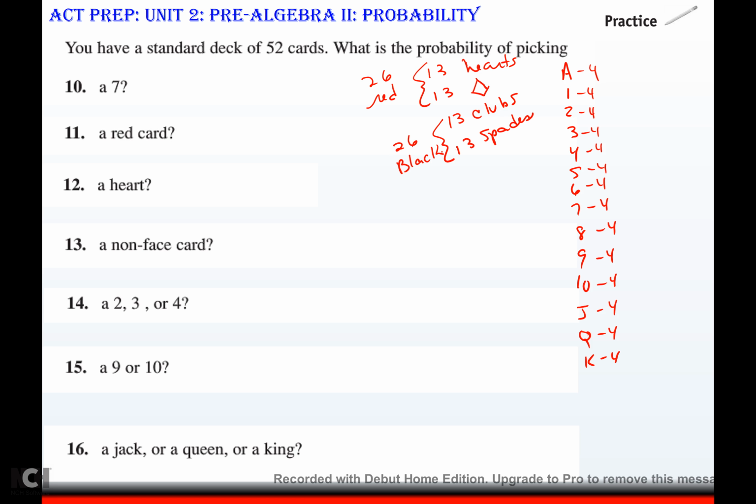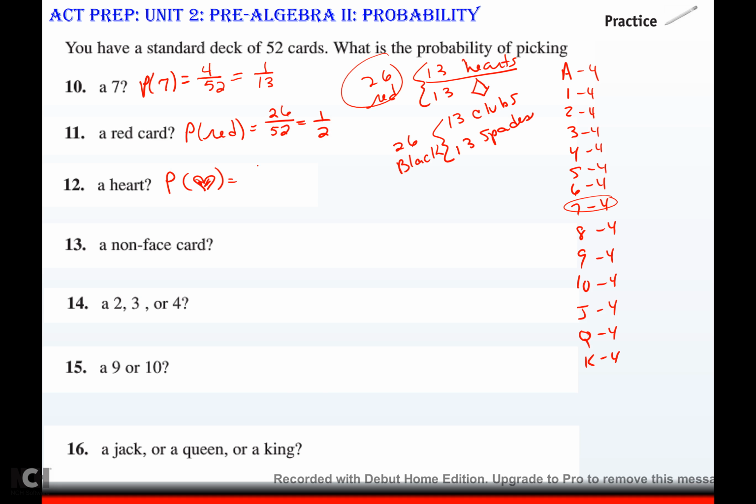Alright, so what is the probability of picking a 7? So probability of a 7, well, there's 4 7s, so there's 4 ways to win out of 52, and that reduces down to 1/13. A red card, well, we said there's 26 red cards, so the probability of picking red, there's 26 ways to win out of 52, which reduces down to half the deck. And makes sense, half the deck is red. Okay, a heart, there's 13 hearts, so the probability of selecting a heart is 13 ways to win out of 52, which reduces down to 1/4.